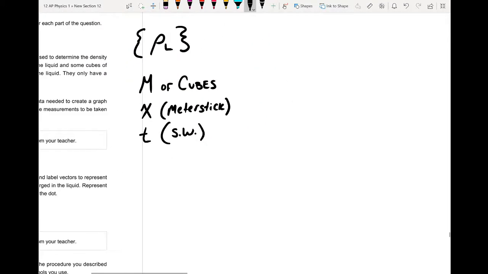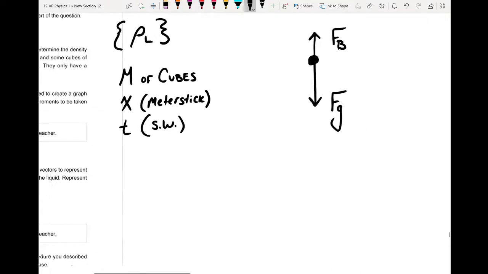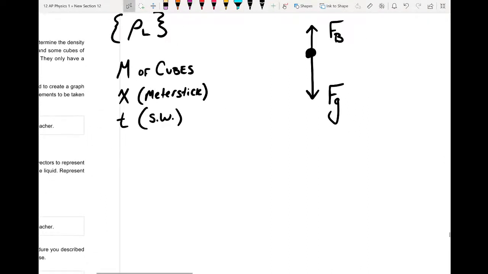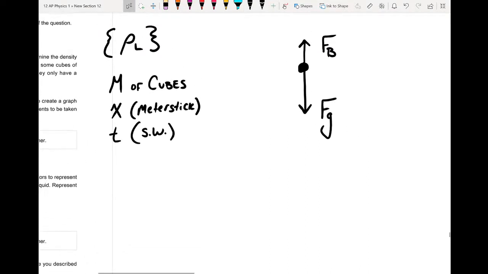So those are really what I can work with here. I want to think about what happens when I drop a cube in there. I know that it's going to sink, so I know that I have some sort of gravitational force on it. I also know that because it's in a fluid, there's a buoyant force acting on it. This is a good place to be in because I know it's going to sink and fall at some rate.